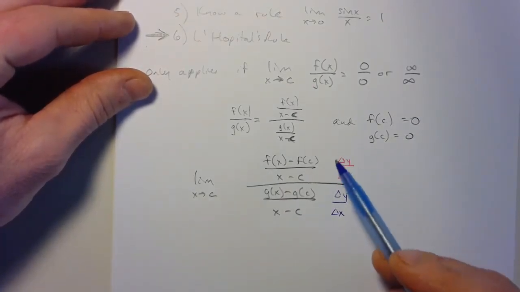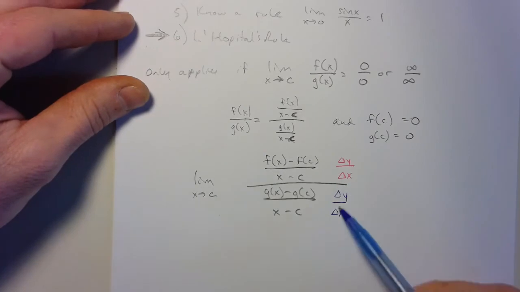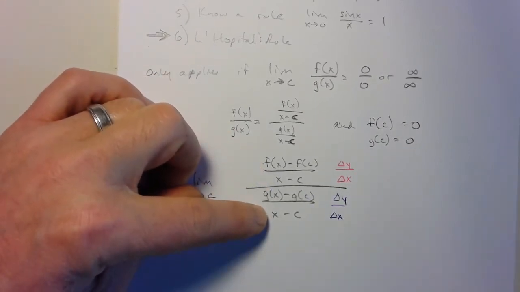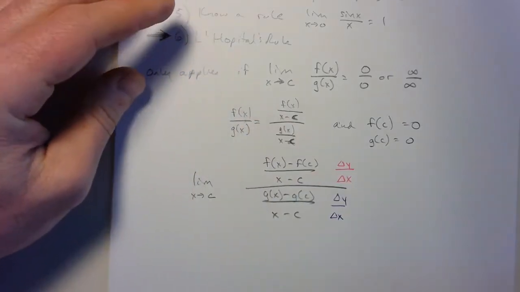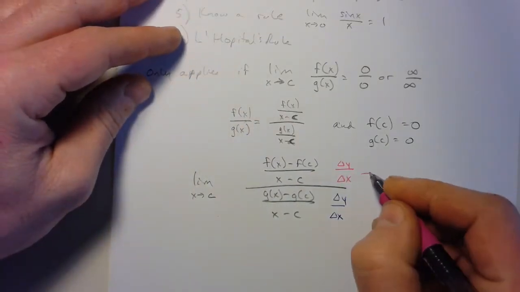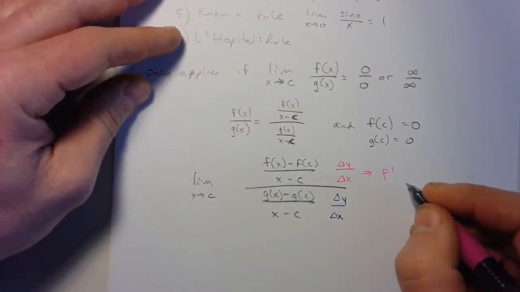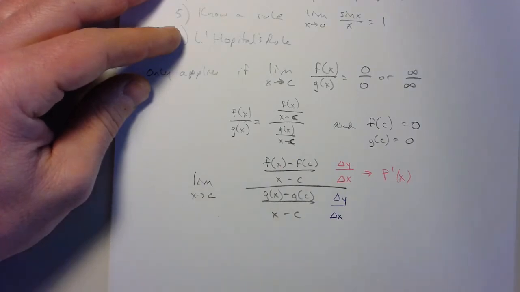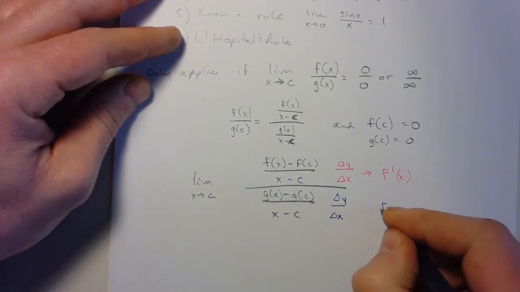Hey, these are slopes, right? Change in y over change in x is a slope. So it's the slope of this function. This is the slope of this function. What does that mean? The slope, that's the instantaneous rate of change. So this is really the derivative of the function over the derivative of this function. Whoops, that's g.